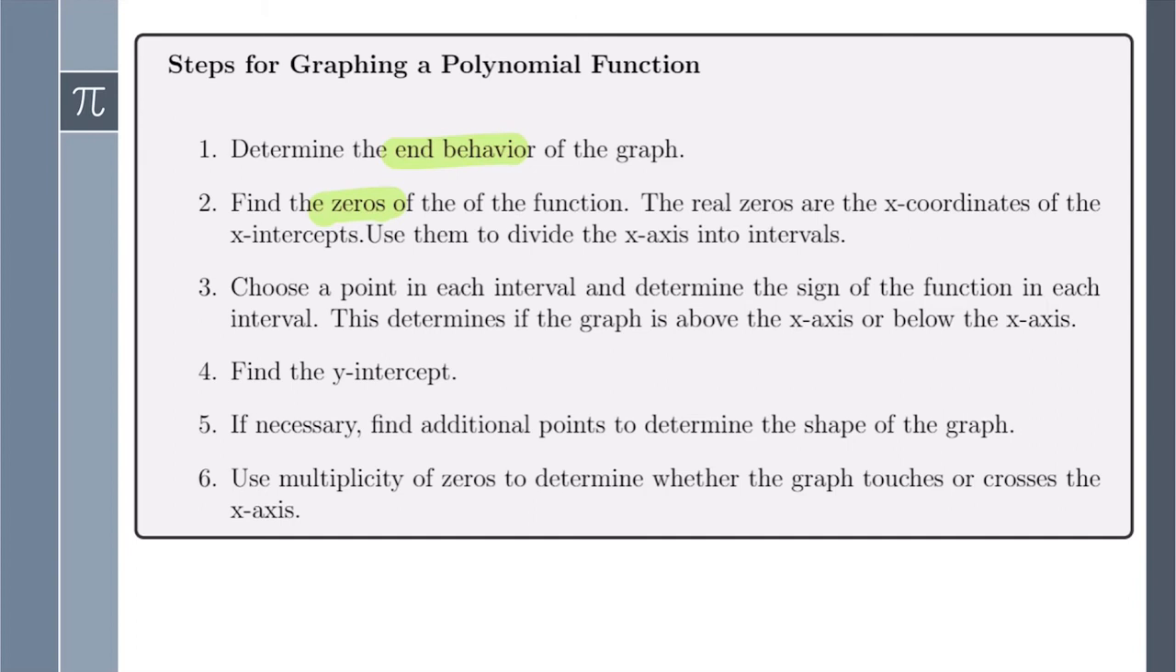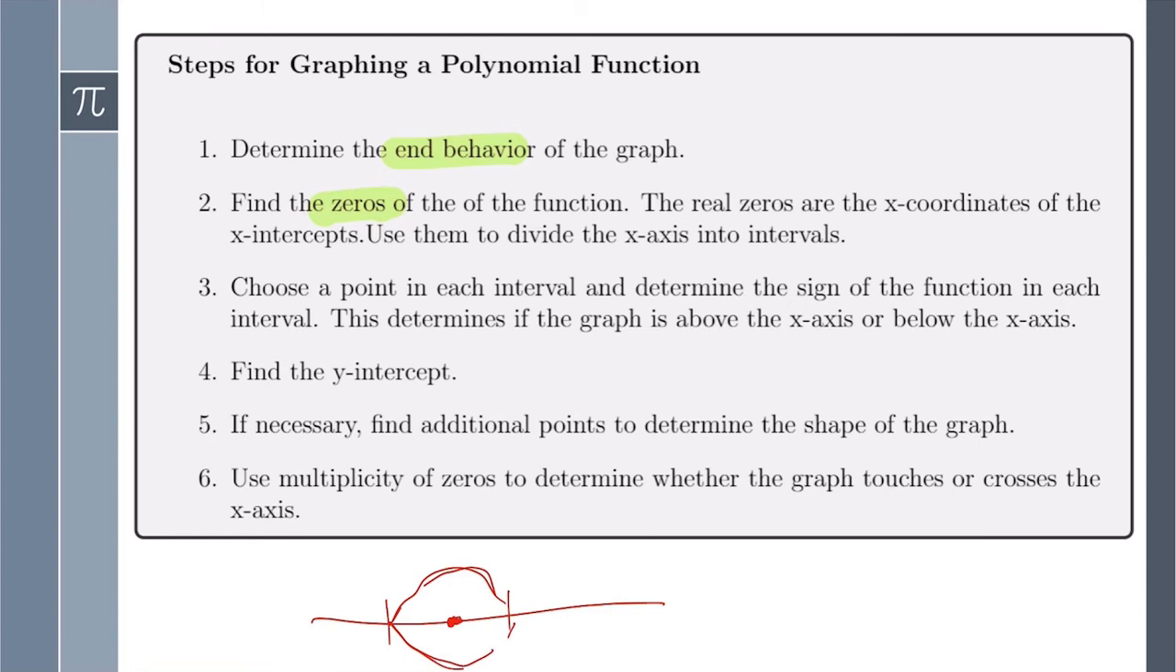So we'll put them on the x-axis. And then once we put those zeros on the x-axis, we can pick a point between two zeros to figure out whether the graph will go above the x-axis or below the x-axis. So when we pick a point and plug it into our function, if we get a positive number, the graph will go above the x-axis. If we get a negative number, the graph will go below the x-axis. So that's what we'll do.